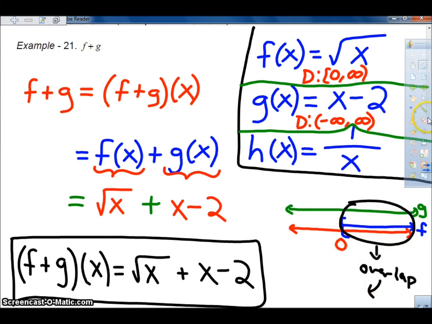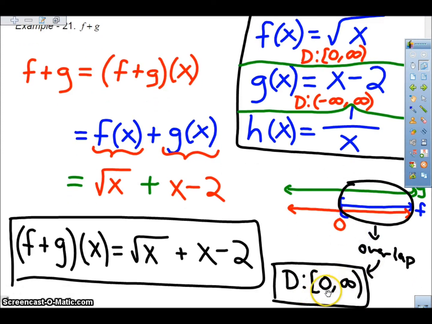That overlap occurs from 0 to infinity. And so that's my domain. So it happens to be the same as the domain of f. Again, that's just a coincidence. What you really want to do is find where they're overlapping each other. That's the concrete way of always finding the domain and getting the right answer.